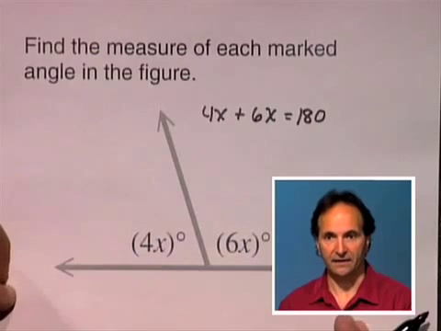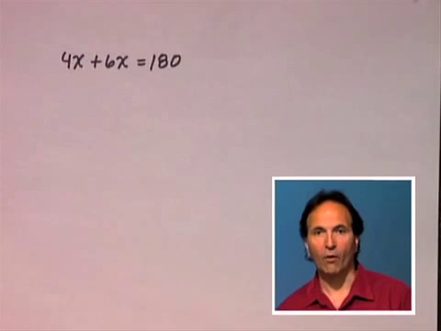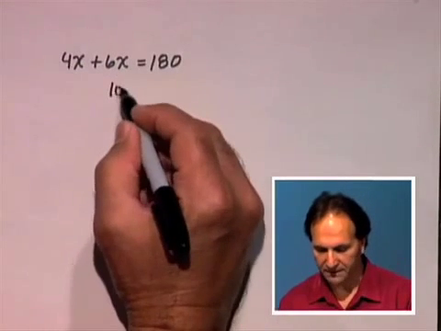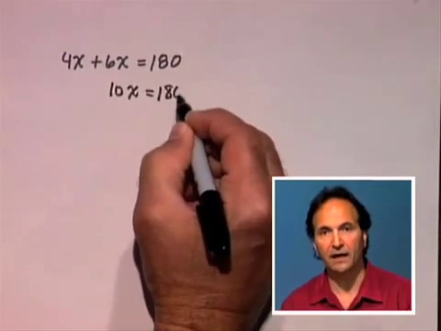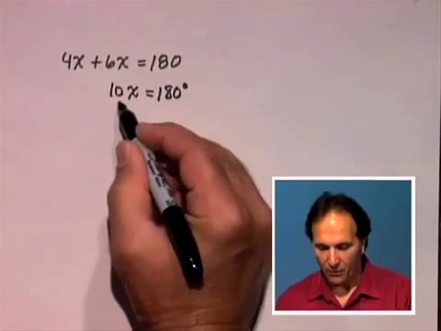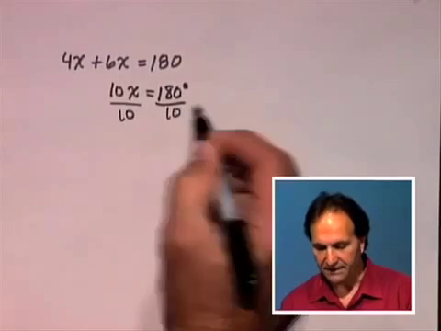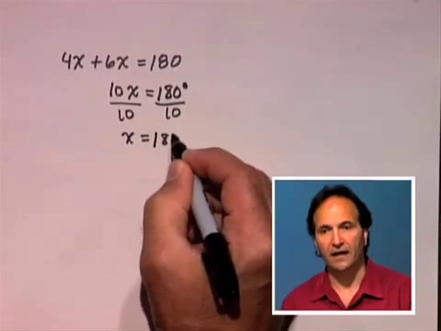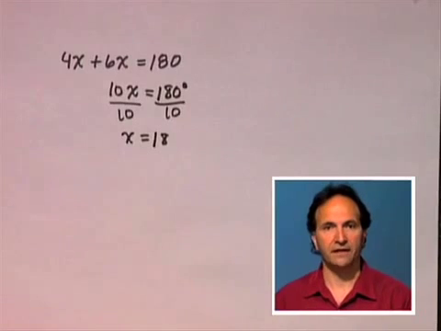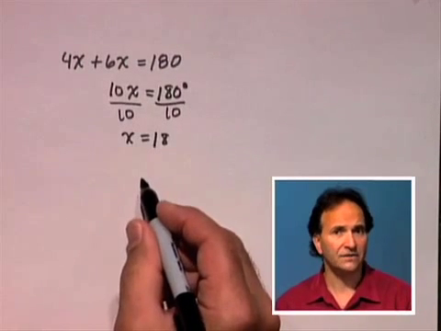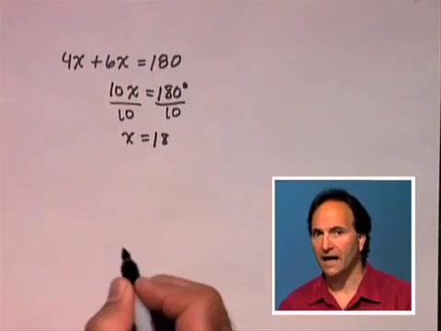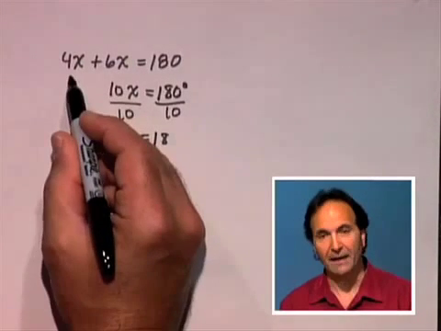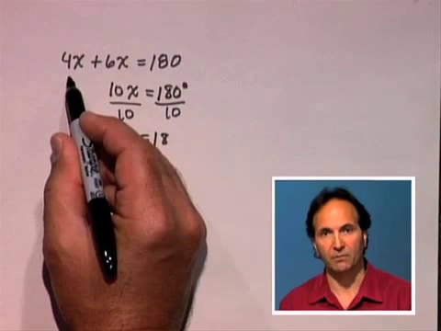So let's do that here. 4x plus 6x equals 180 degrees. Therefore, 10x equals 180 degrees. We now divide each side by 10. And on the left, of course, we have x equals, and on the right, 18 degrees. But that x is just the value for x, not the value of the two angles. So we need to substitute that back in for x to find the actual measure of the angles.